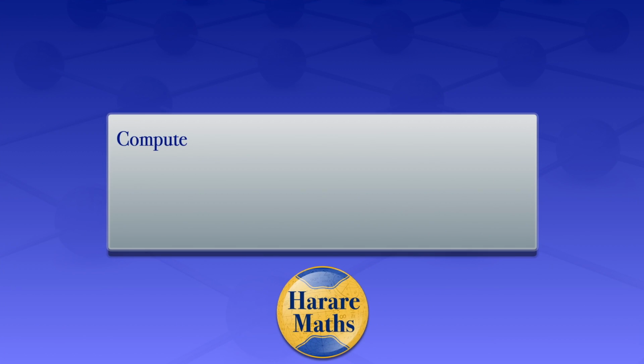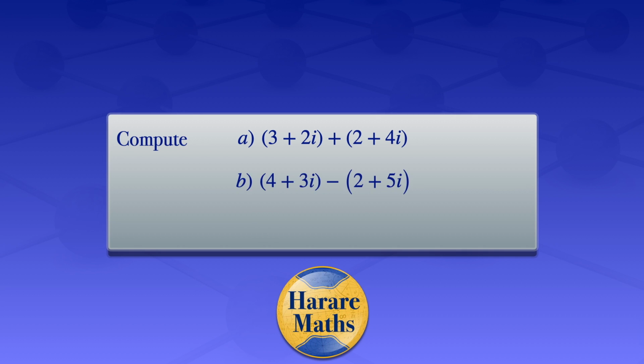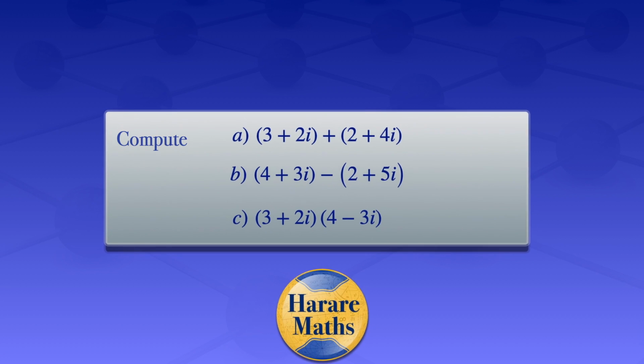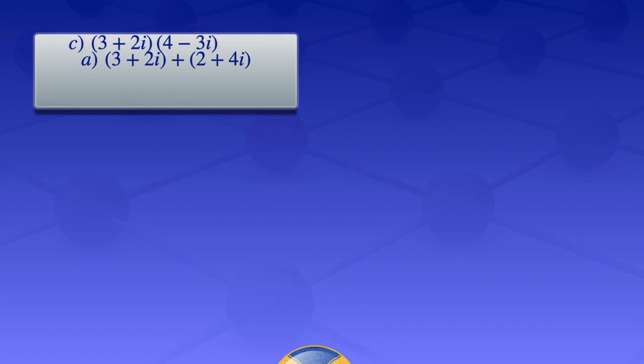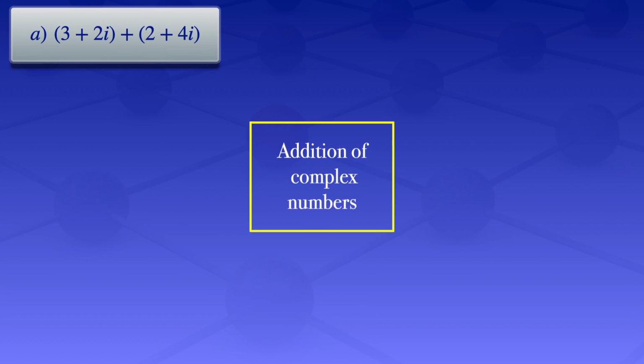In this tutorial, I am going to add the complex numbers 3 plus 2i and 2 plus 4i. On the second question, I'll subtract 2 plus 5i from 4 plus 3i. And then on the third question, I'll multiply the complex numbers 3 plus 2i multiplied by 4 minus 3i. I'll start by looking at the first question, addition of complex numbers.